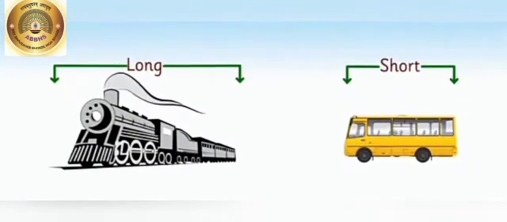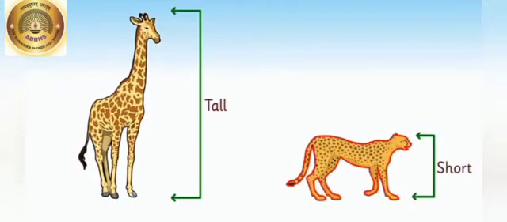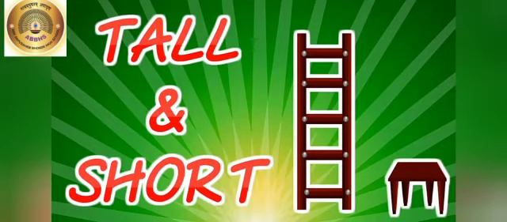Children, in the last video, we studied how to compare objects on the basis of their length, that is, long and short. Today, let us see how to compare objects on the basis of their heights. Children, when we compare objects on the basis of their height, they can be grouped as tall or short objects. So, children, our topic for today is tall and short.